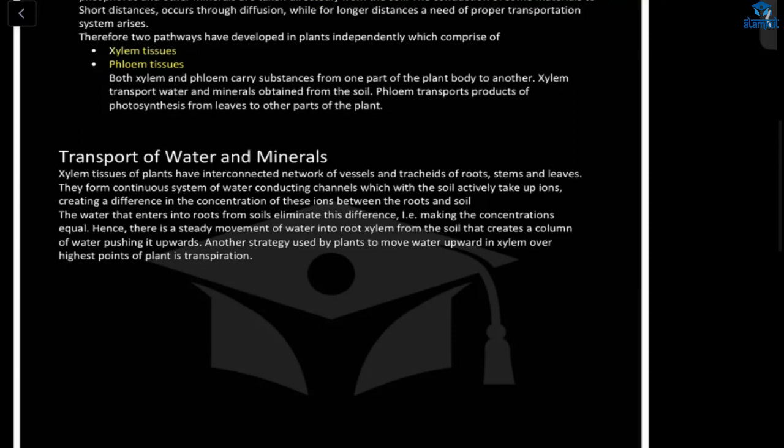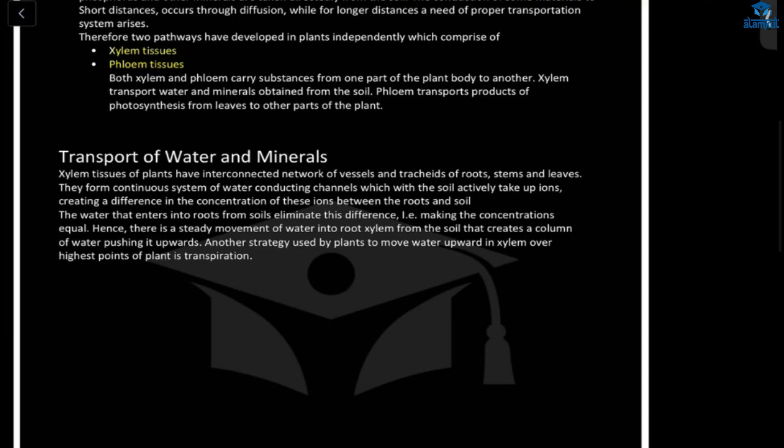Okay, and it moves through what? Diffusion. And one more thing, there is one more movement also. Because if the water in the soil is more, roots will be having less water. So it will create what? Concentration gradient. So the water from the soil will move to the root. This flow will be continuous. And this will create pressure, and this water will move on. Root pressure it will create, and it will go till the leaves.